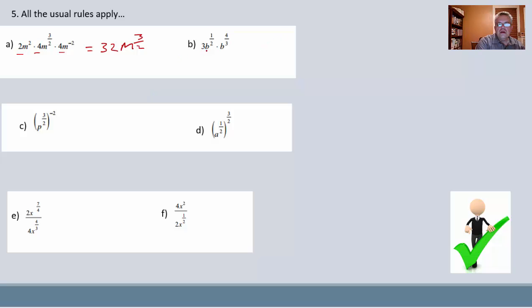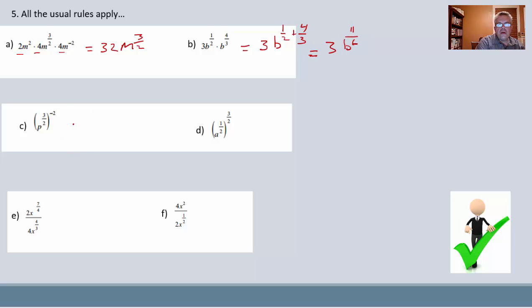All right, here. There's only 3 times 1 is 3. And to get the power of b, I have to add exponents. 1/2 plus 4/3. You can use the fraction button on your calculator. This would be 3/6 and 8/6. That's 11/6. So 3b to the 11/6.